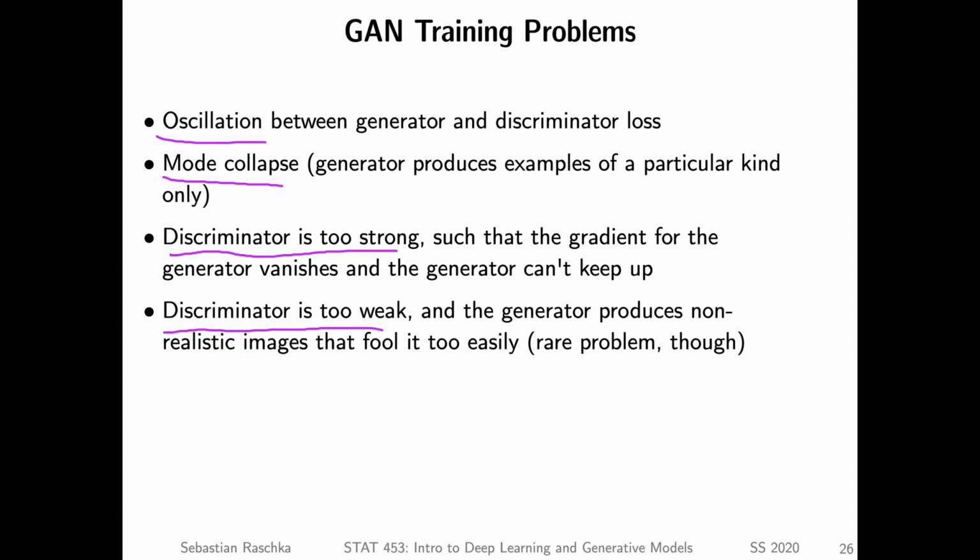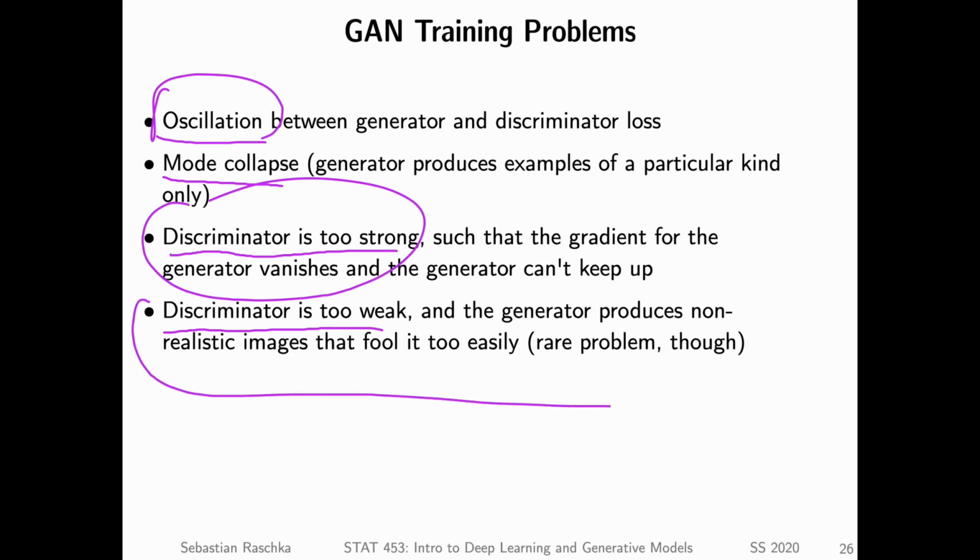Usually what I have is that the discriminator is too strong. So that is a case I often see in practice. Sometimes I find mode collapse and of course something where I have an oscillation between generator and discriminator losses. But the last point, I would say this one is relatively rare, but it can happen, of course.